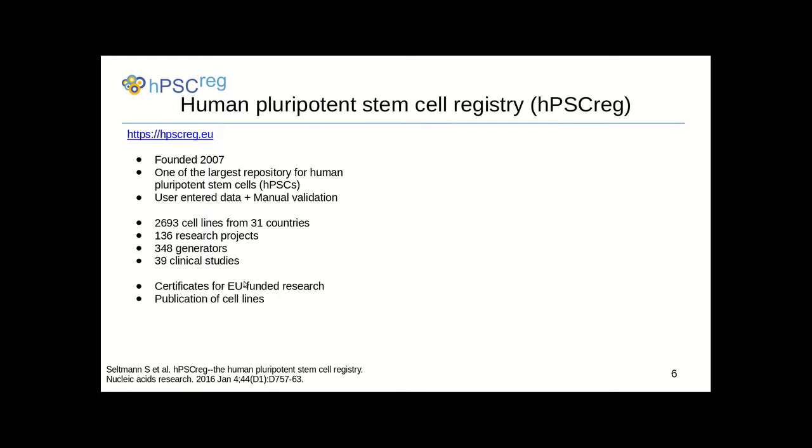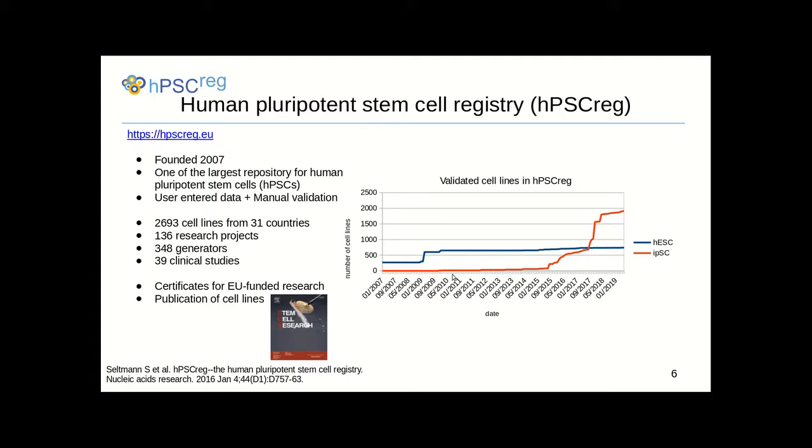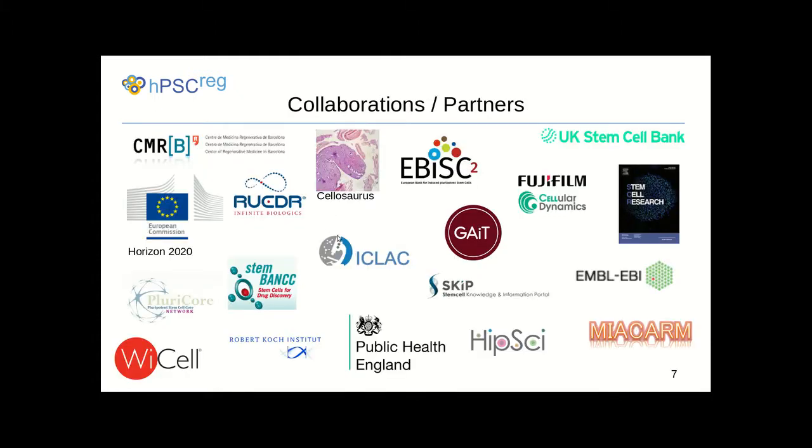But we are not only registering data on pluripotent stem cells. hPSCreg is also responsible for providing certificates for EU-funded research that uses pluripotent stem cells, and all cell lines registered and validated at hPSCreg can be published in our partner Stem Cell Research as a lab resource. As you can see here, the number of validated cell lines has steadily increased in the last years, but while there are only very few increases in the number of ESCs, the number of iPSCs has grown rapidly. hPSCreg is a community project with a lot of partners around the world.